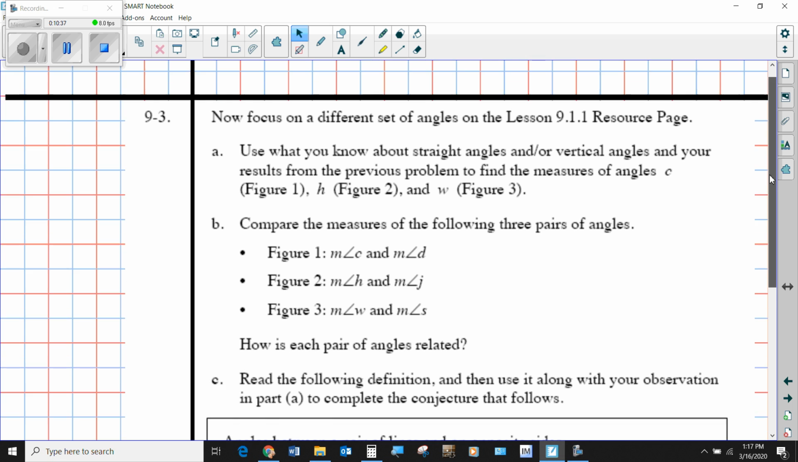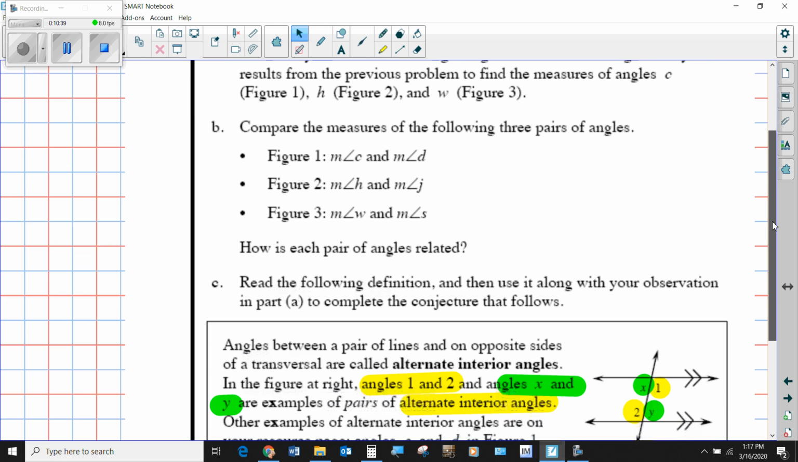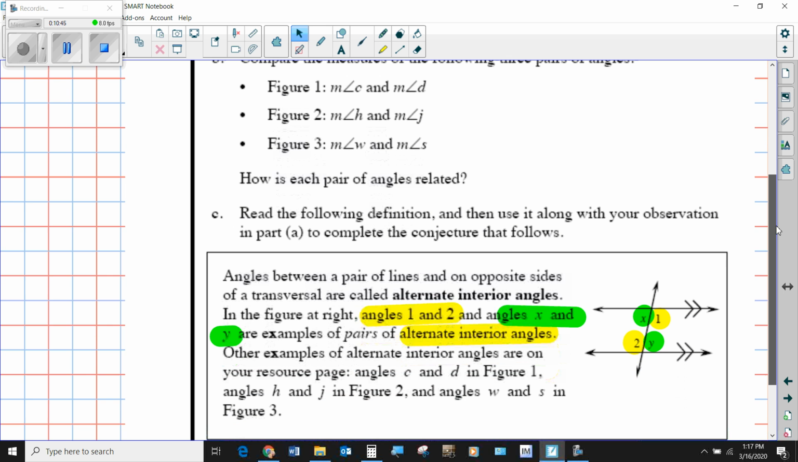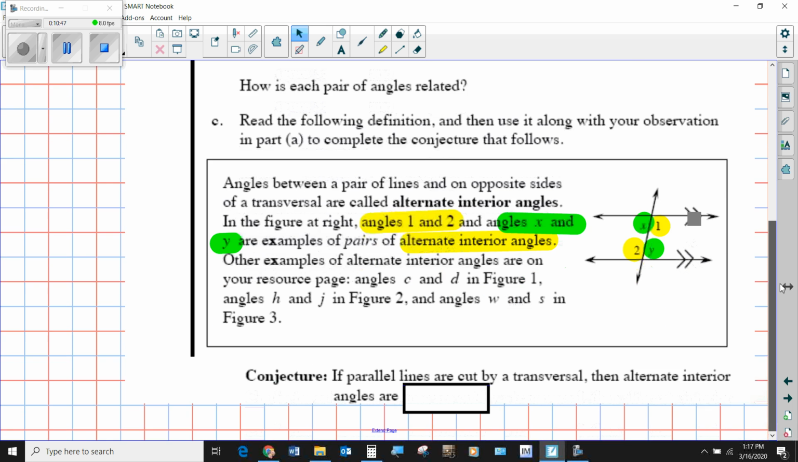What do we have here? All right, so we've got another situation. I'm just going to skip over this. Hopefully, based on what we did on the previous page, you're going to understand what's going on. Now there's a conjecture for alternate interior angles. When you've got a transversal intersecting parallel lines, the alternate interior angles that are formed by that transversal are always going to have the same measure.